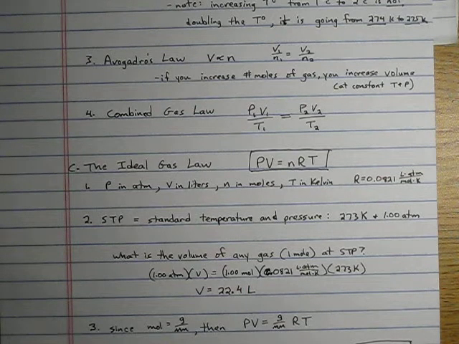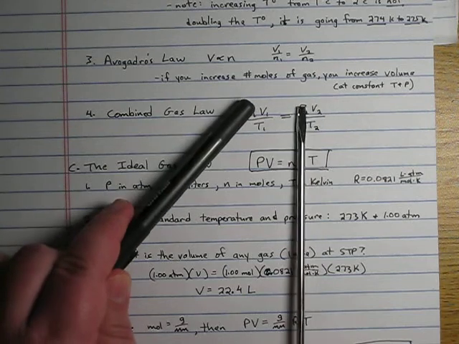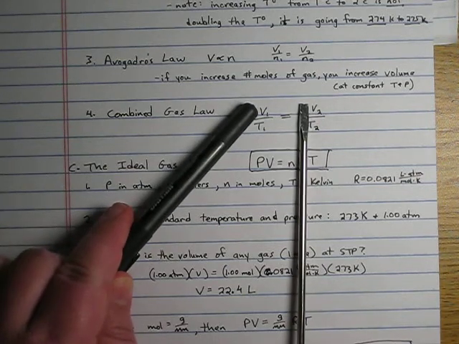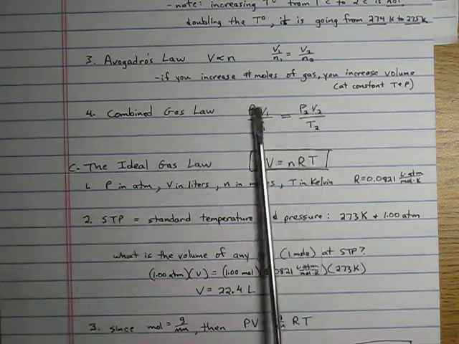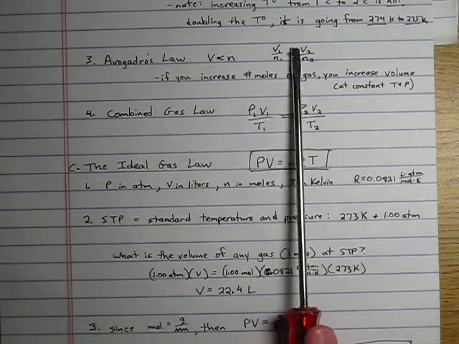If I'm giving you pressure and temperature, or volume and temperature data, then you just ignore the pressures. Assume it's constant pressure. V1 over T1 equals V2 over T2. So just memorize this law and memorize Avogadro's law.